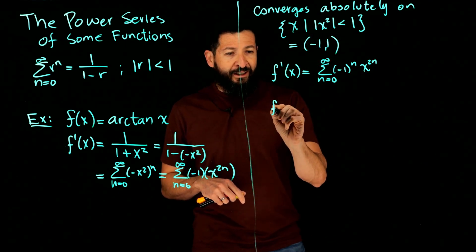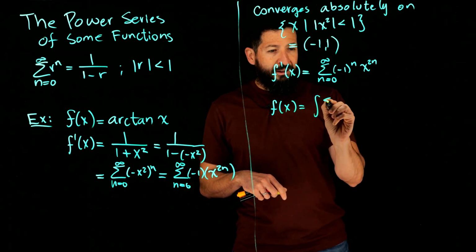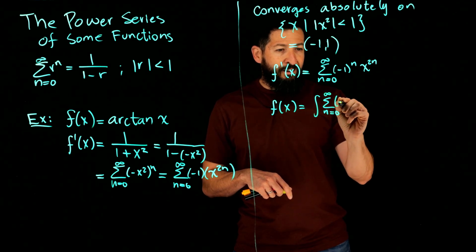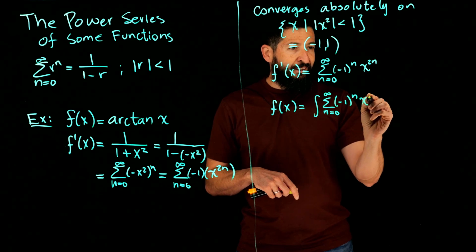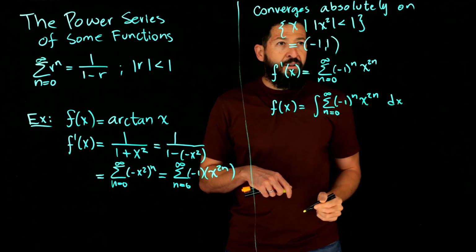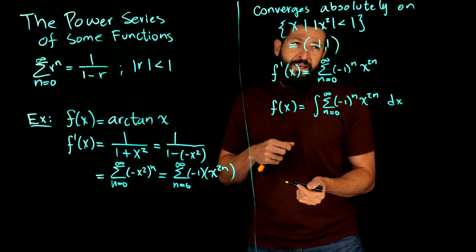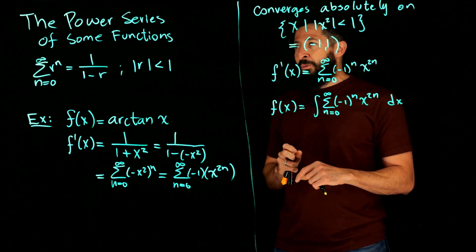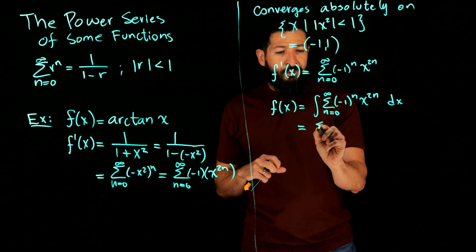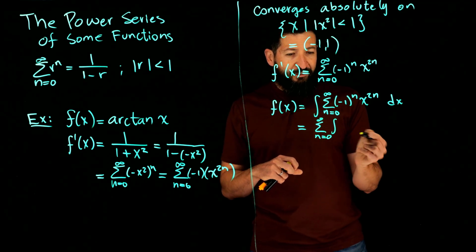So we're going to have that f of x is going to be the integral, or the antiderivative, of the sum from n equals 0 to infinity of negative 1 to the n x to the 2n dx. So now I have the integral of a sum, and you say, wait a second, this is getting weird, and we do need to know a theorem that whenever you have absolute convergence, then you can move this in and out. Only when you have absolute convergence. So that is very important.